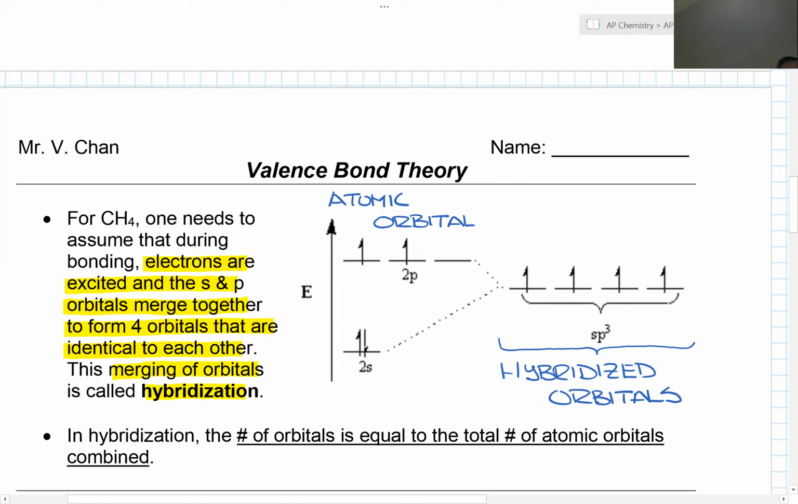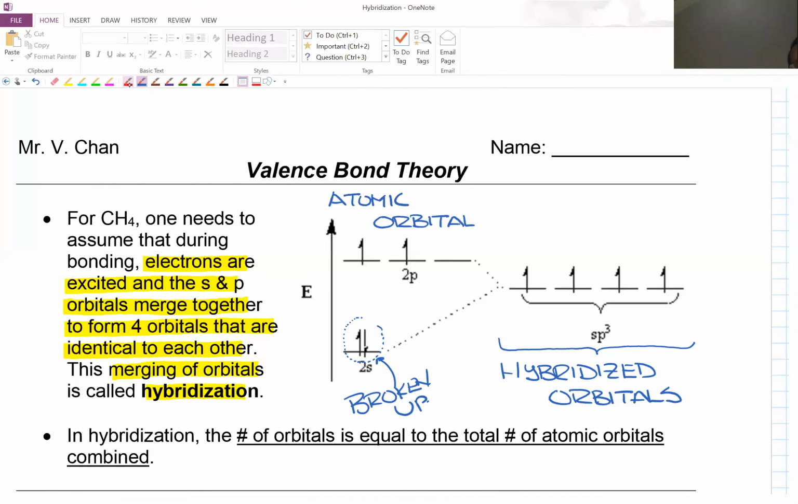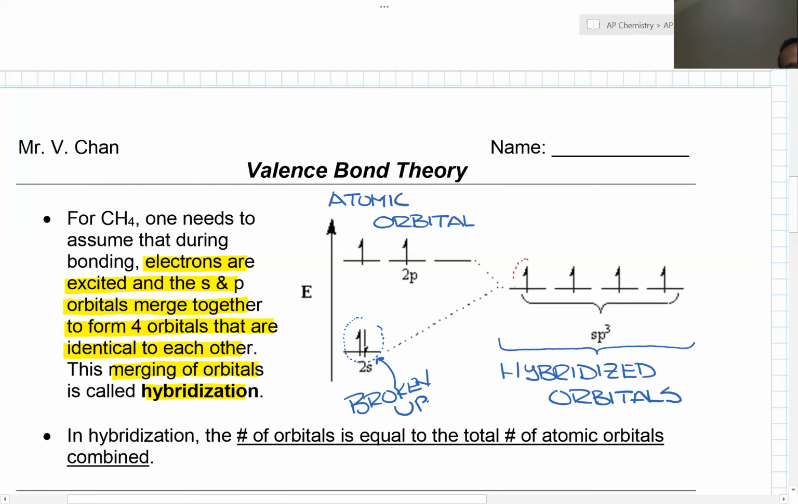Now, why do they theorize this? These two paired electrons are now broken up, and it allows us to have the 4 single electrons available for bonding. Okay.